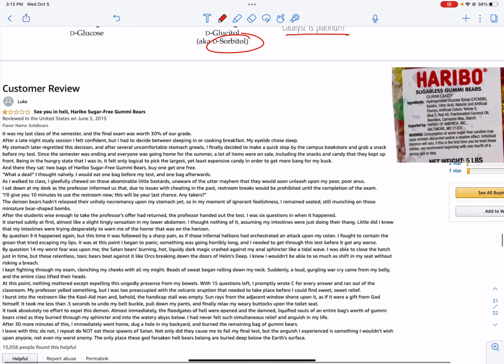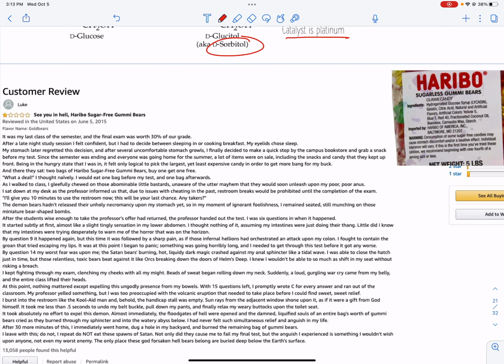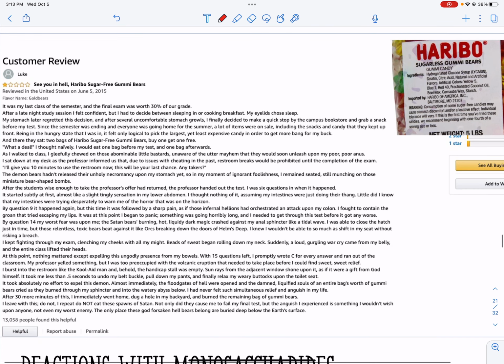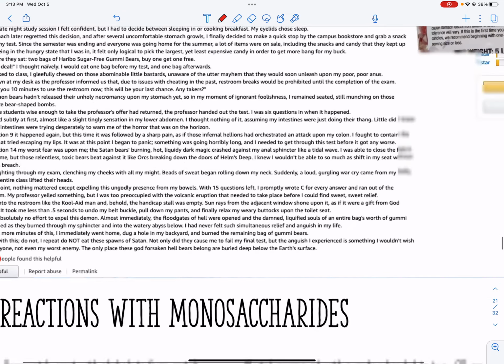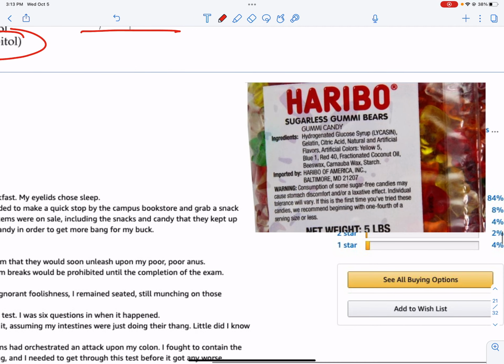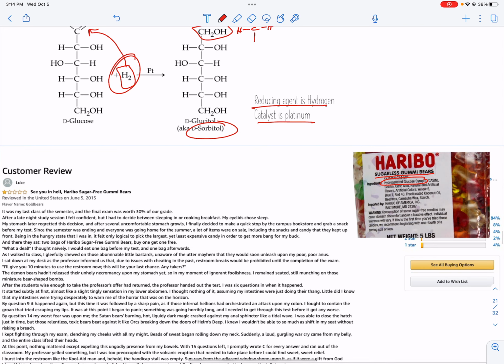So this is an Amazon review. Maybe you've heard of it before, maybe you haven't. It's quite popular because 13,000 people found it helpful. It's on this product right here, Haribo sugar-free gummy bears. And look right here: hydrogenated glucose syrup, aka sugar alcohols, because we talked about how this is a hydrogenation reaction.